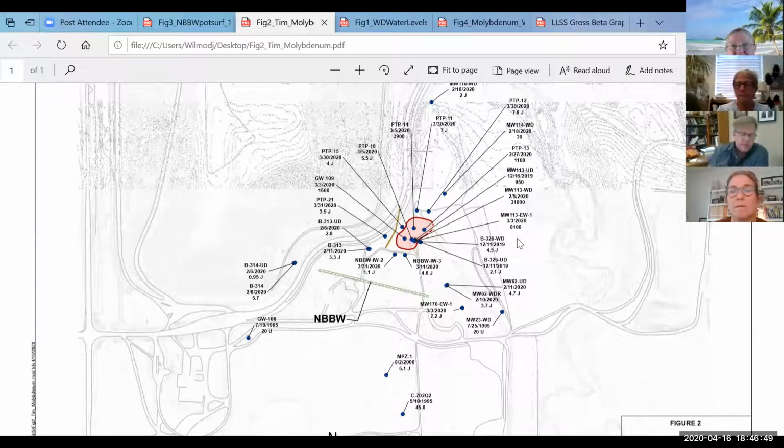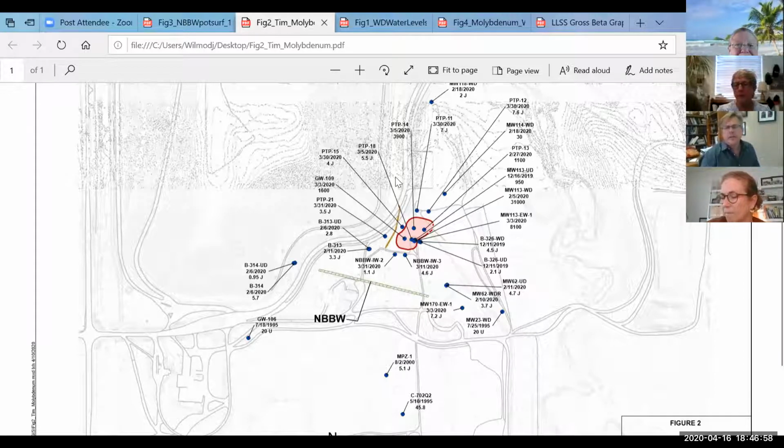Well, yeah, let me finish with the second figure, and then I think that's a great idea to go ahead and go into that. As far as the role of the gross alpha, now the MCL for gross alpha is 15.